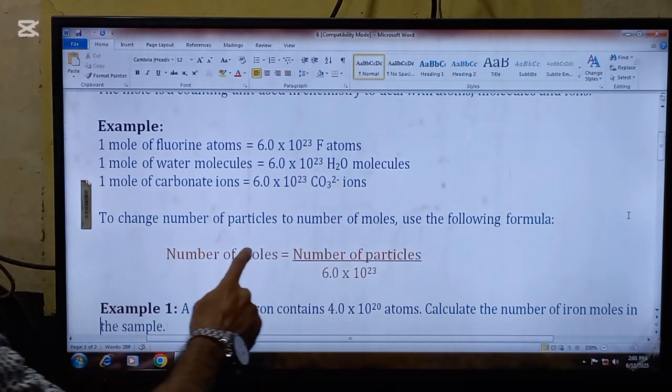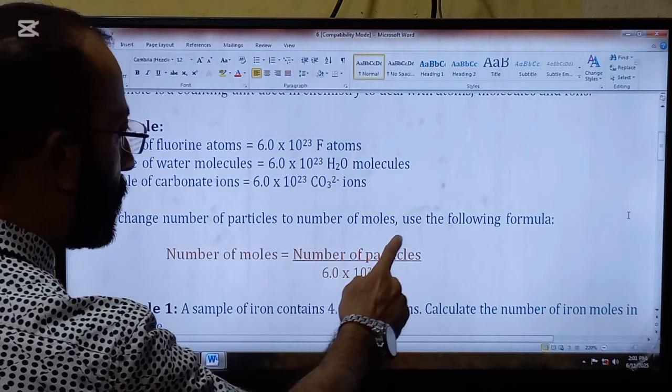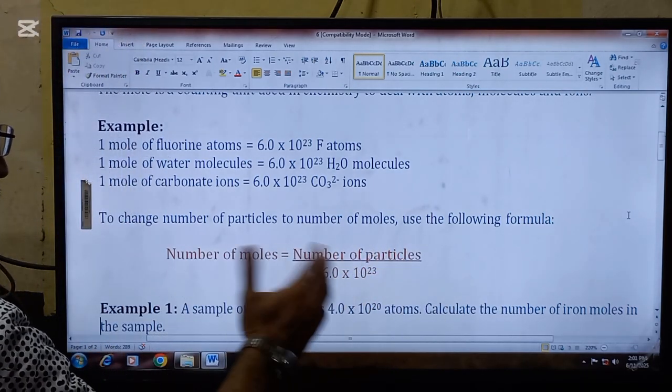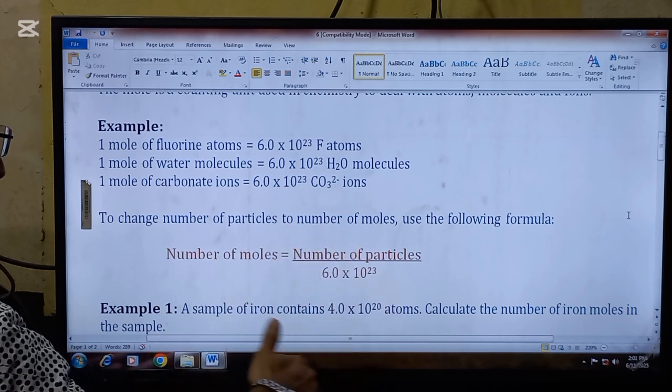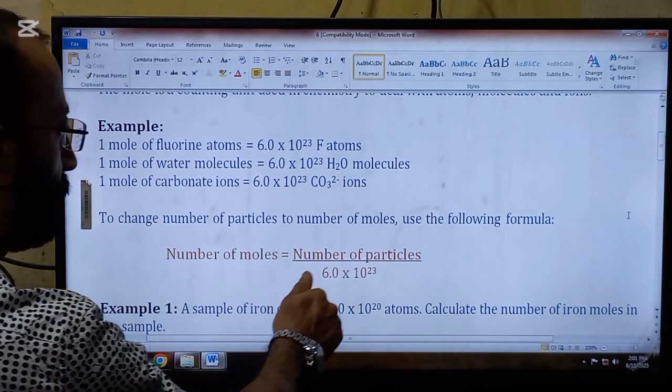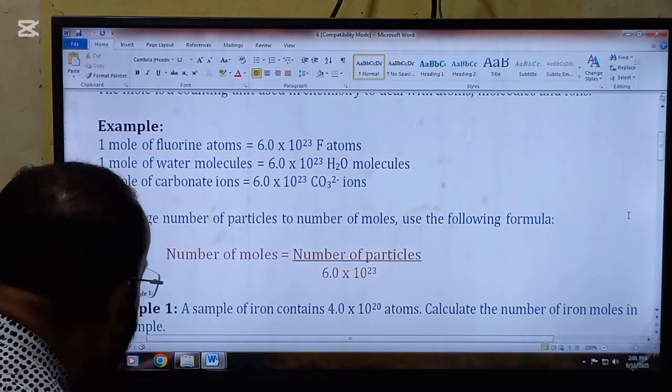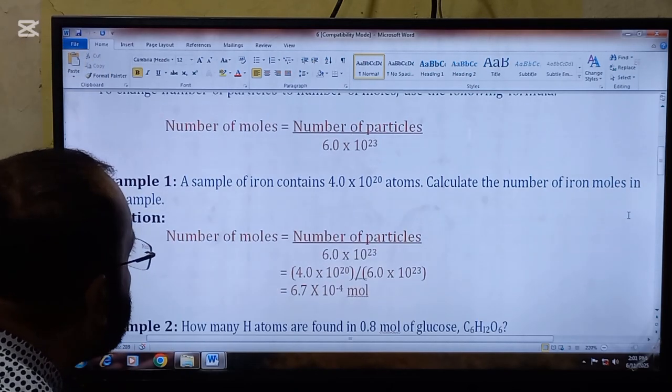To change number of the particles to number of the moles, use the following formula. So particles to mole or mole to particles, this formula will be used. Number of the moles is equal to number of the particles divided by 6 multiplied by 10 raised to the power 23.